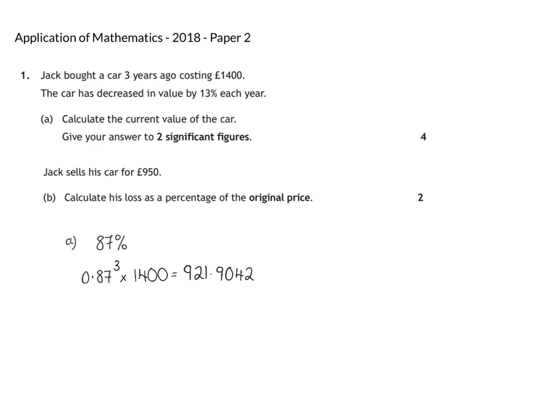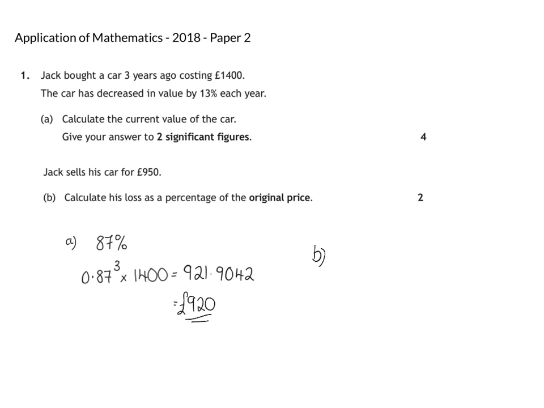Right, so we need to put that into two significant figures. So remember, when we're looking at significant figures, that's our first significant figure, that's our second one, so our third one decides what happens. So this one here, the 1 means the 2 stays as it is, so it becomes £920. Right, so if we're looking at part B now, it says calculate his loss as a percentage of the original price.